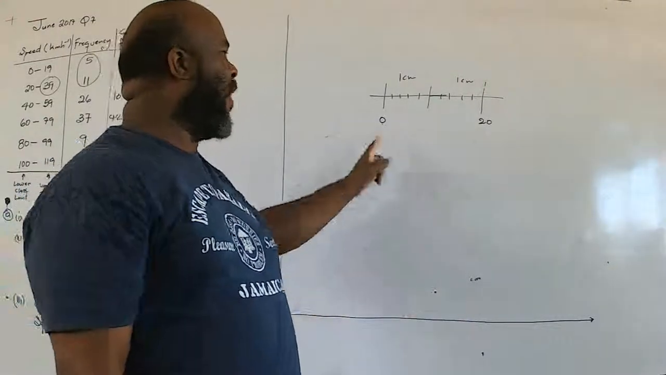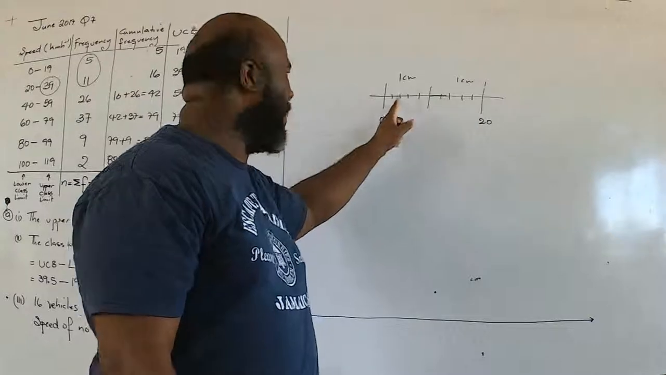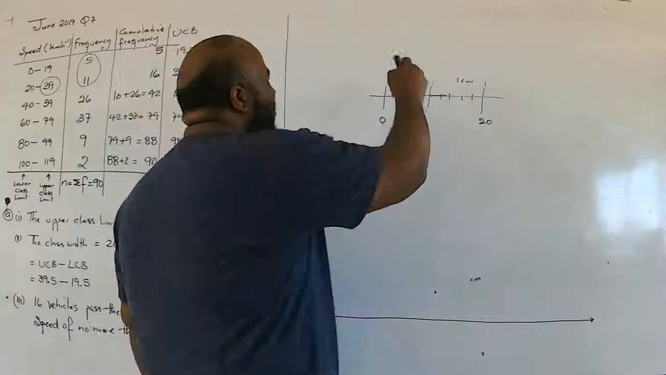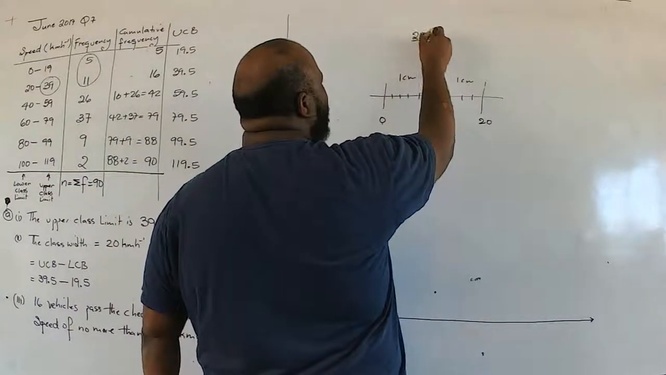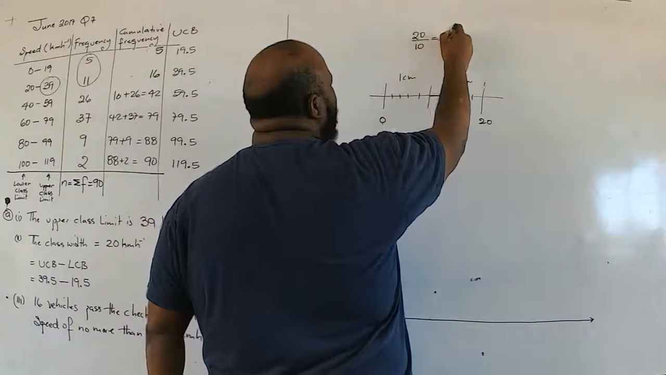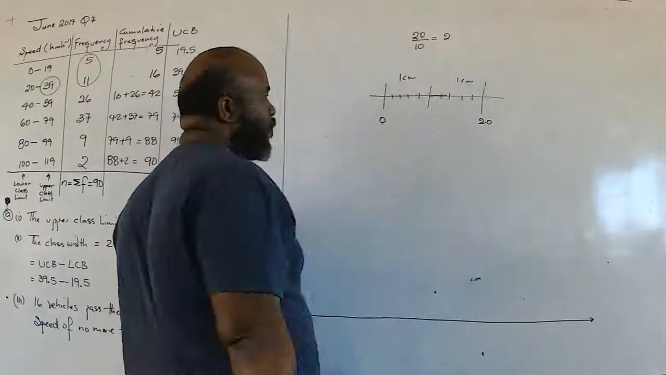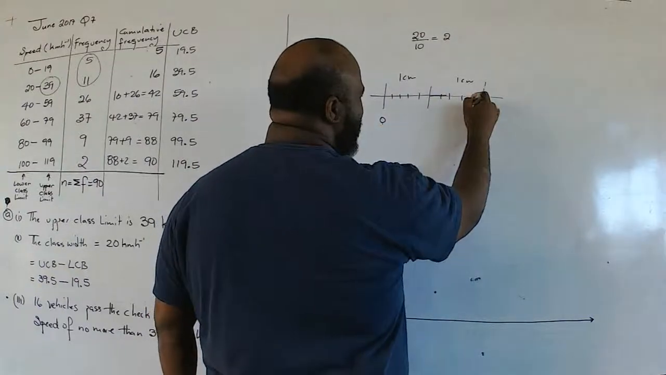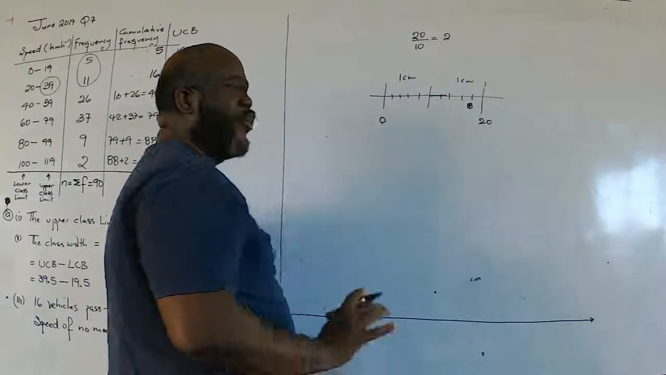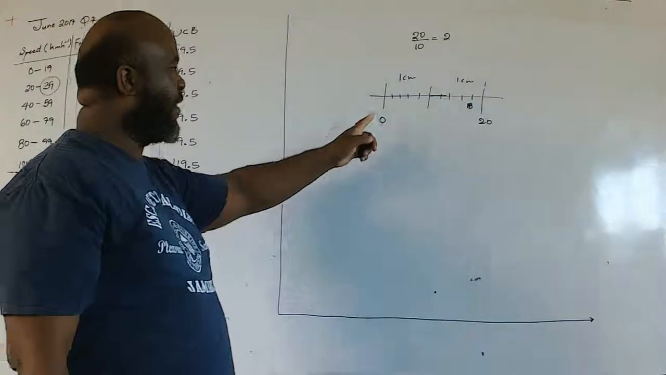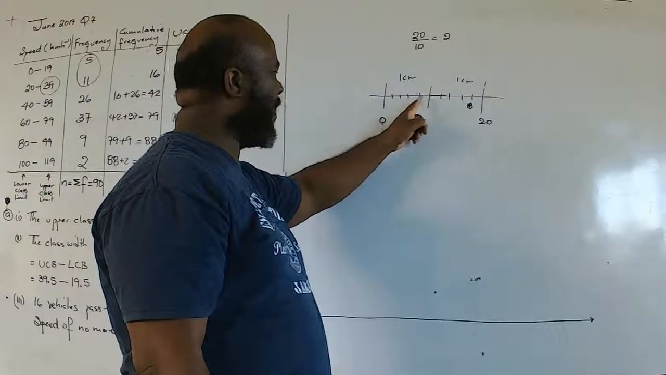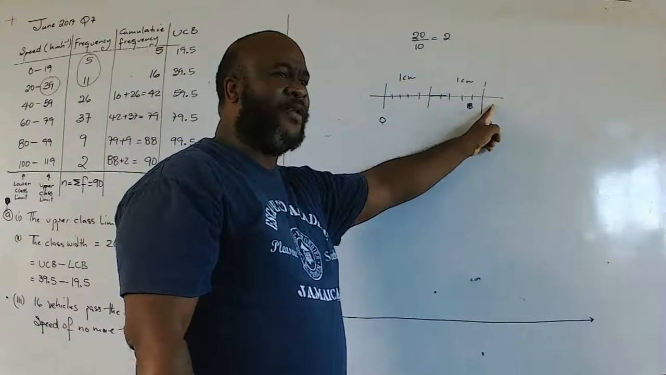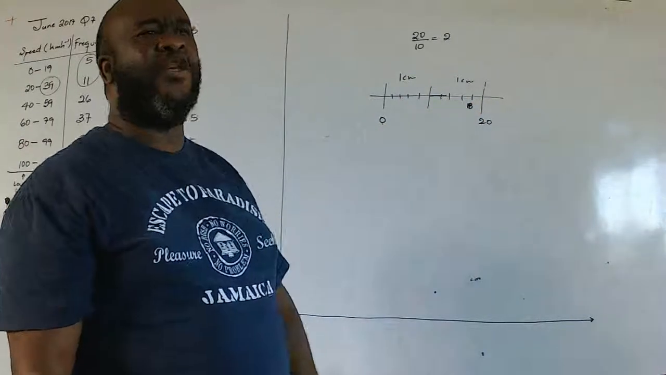So now I'm dividing 20 units into how many equal parts? 10. So each minor division, 20 divided by 10, each of them would be 2. If this is 0 and this is 20, it will be 0, 2, 4, 6, 8, 12, 14, 16, and then 20. Each minor division is 2.